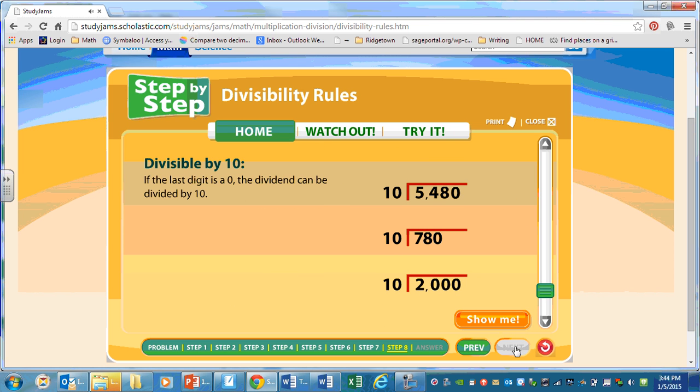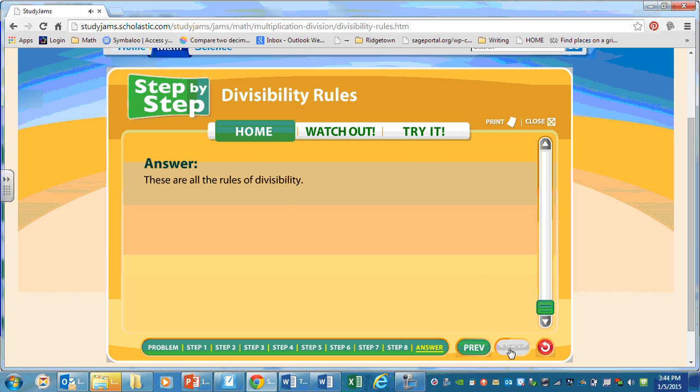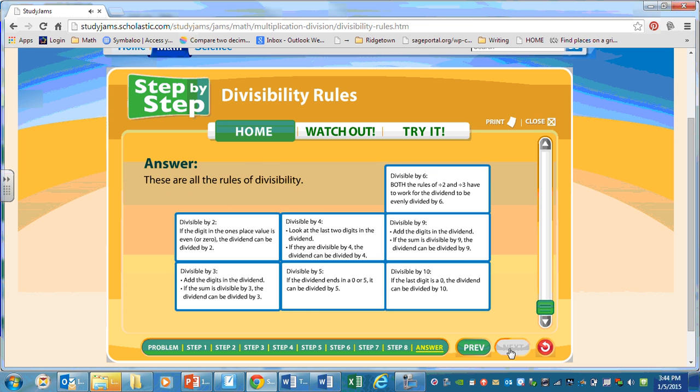If the last digit of a number is 0, then it is definitely divisible by 10. As a matter of fact, the easiest way to get to the answer is to cut off the last 0 from the dividend. Now Zoe's got all the rules.